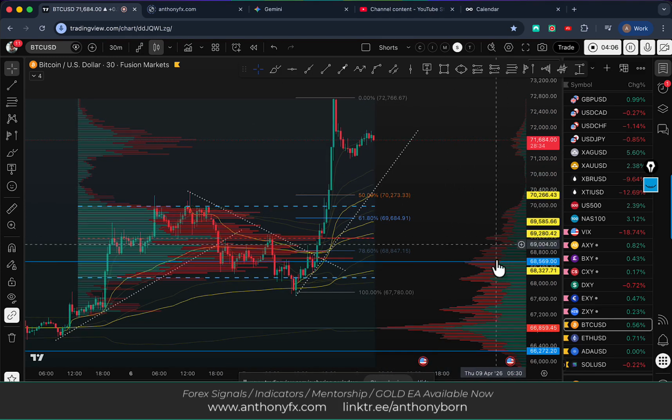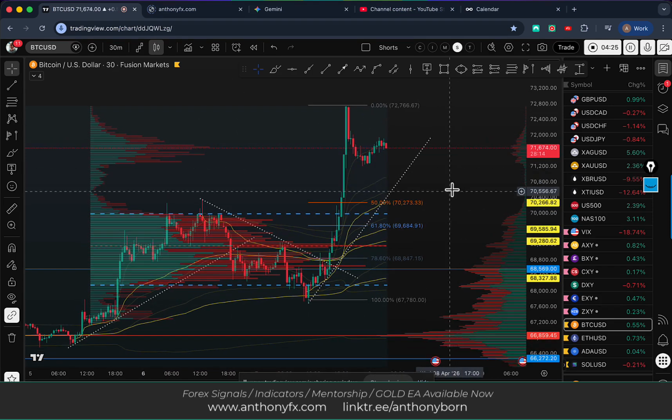Have a look at this volume profile. The high of this volume profile here, the high value node, value area high, the dotted blue line, also coincides with the 50 to 61.8. So there's a few things. There's a confluence around this area that could be a magnet for this to pull back.